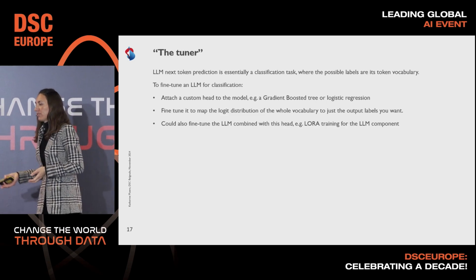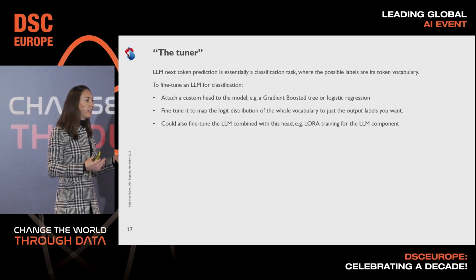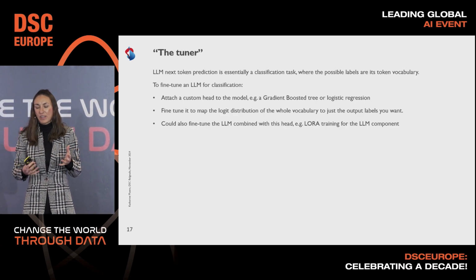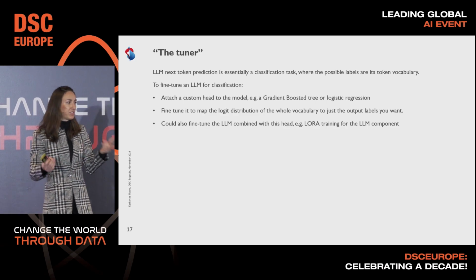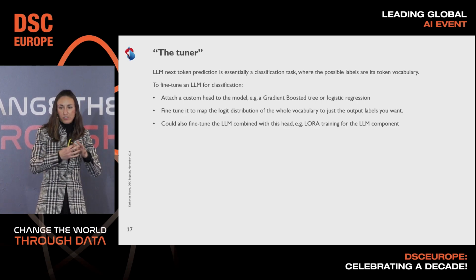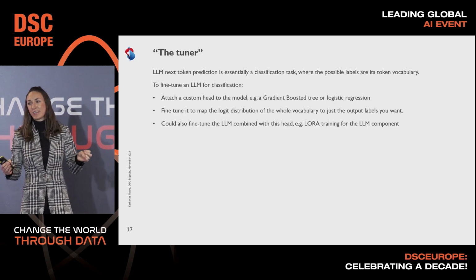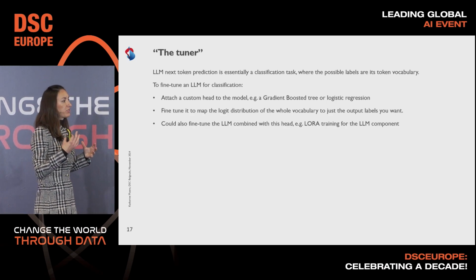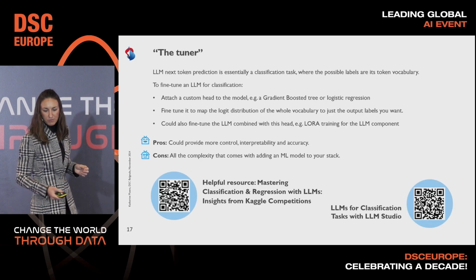And then we have the tuner. And this is an interesting example that I saw from some Kaggle grandmasters. So as we know, LLMs predict the next word. So basically, for every word they predict, it's essentially a classification task. But the labels that it can choose from are just every single word in the vocabulary that it's seen, right? So it's a classification task with a label set of 30,000 or 80,000 or something.